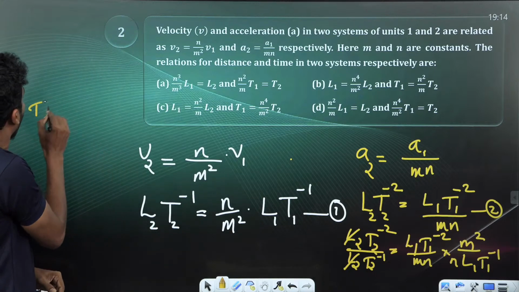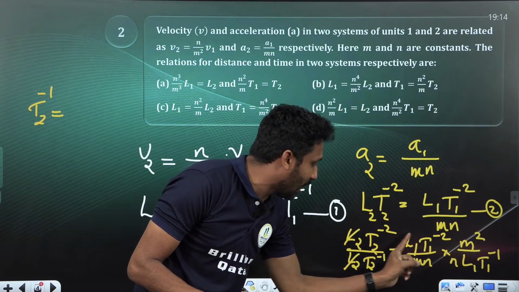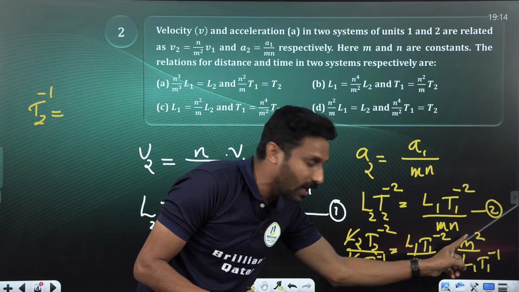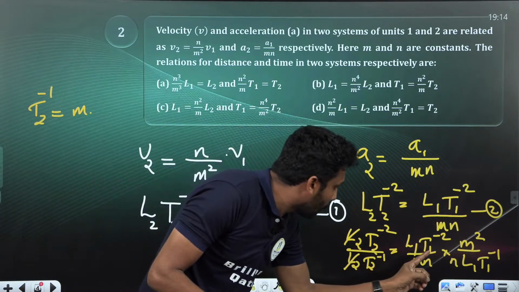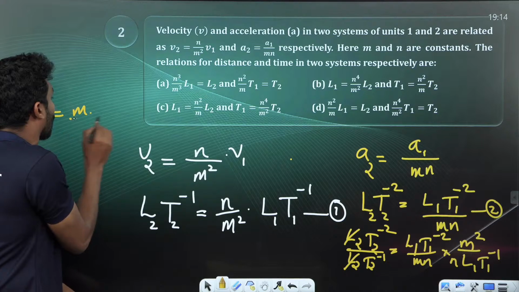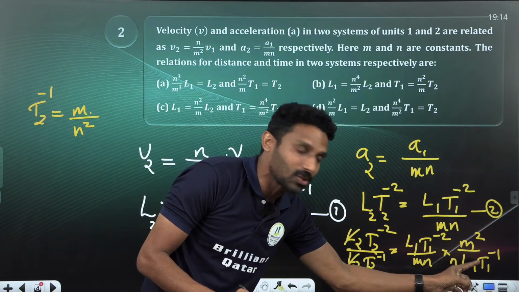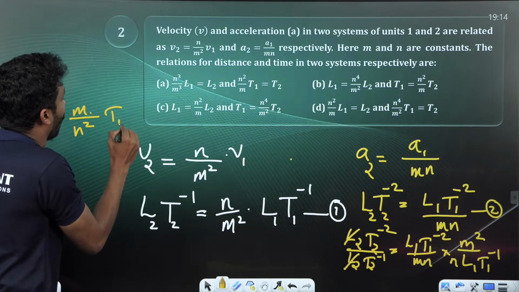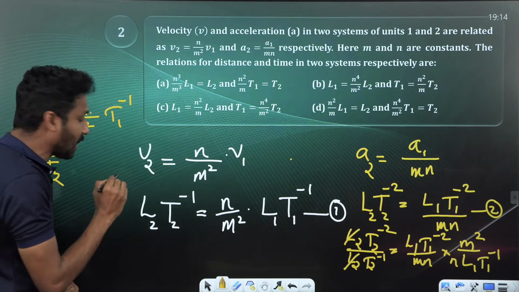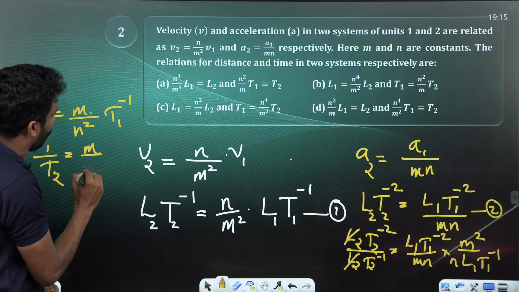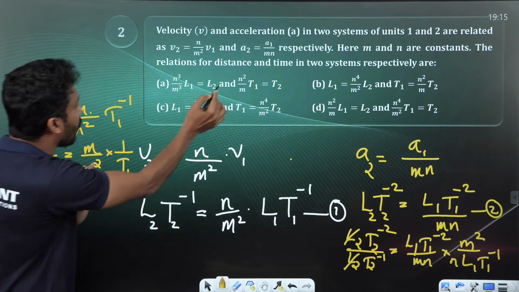I can write T2 power minus 1 is equal to, here L1 is cancelled. Then m square and m, m is remaining there. Then n into n, there n square is there. Then T1 power minus 2 divided by T1 power minus 1 is T1 power minus 1 only. Clear? Then what we get: 1 by T2 is equal to m divided by n square into 1 by T1.